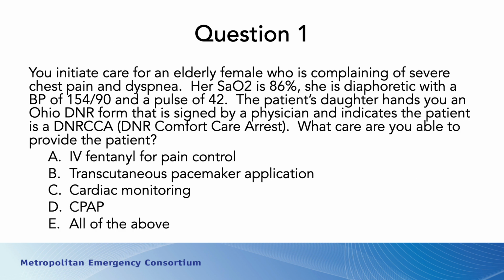I think this one is mine. You have an elderly patient who's complaining of severe chest pain and dyspnea. Her O2 saturation is low. She's diaphoretic, looks uncomfortable. Her blood pressure is okay, but her pulse rate is slow. The daughter hands you an Ohio DNR form that says the patient is a DNR CC arrest, or comfort care arrest. And the question is, what care are you allowed to provide this patient based on the Ohio DNR standards?